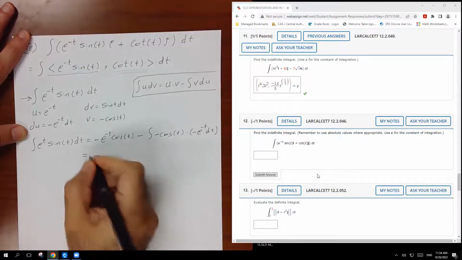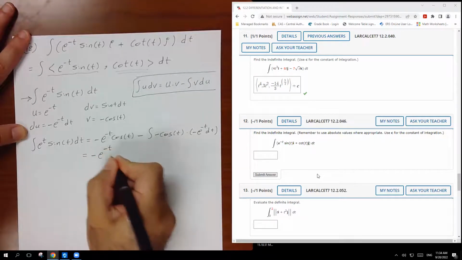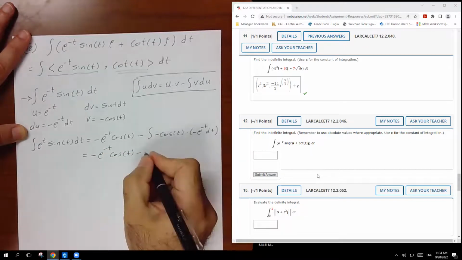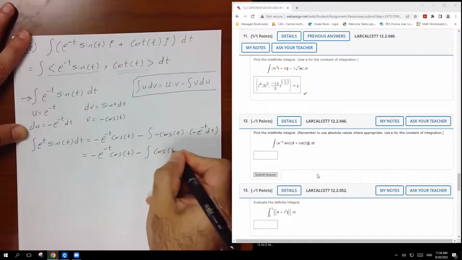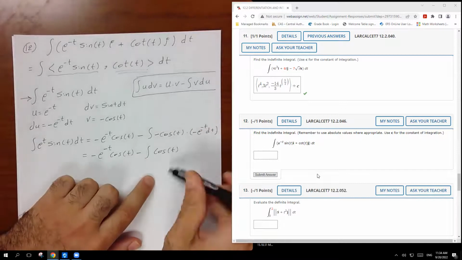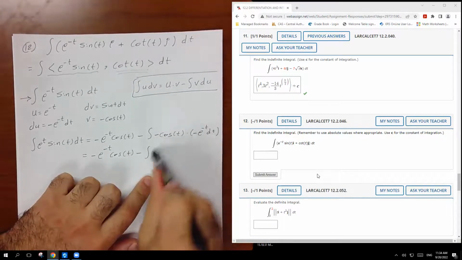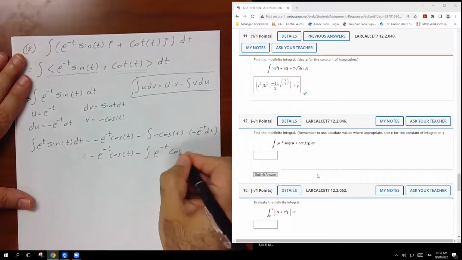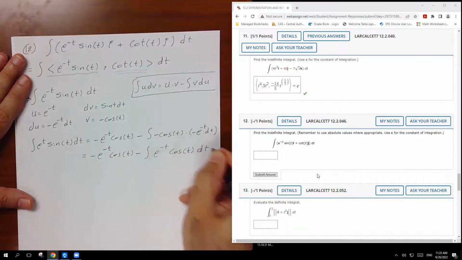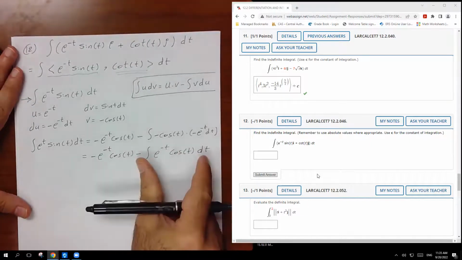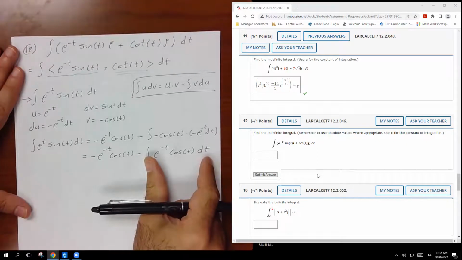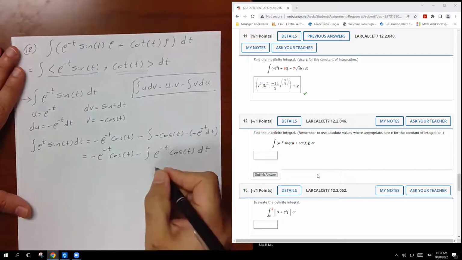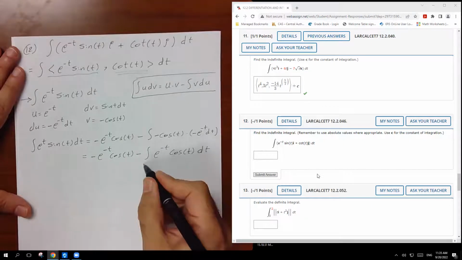That means this one is going to be equal negative e to the negative t cosine t minus, negative times negative is positive, so it's going to be the integral of cosine t. Let's flip these to write down exactly the same thing. So it's going to be e to the negative t cosine t dt. Now I didn't finish, because this part here is the same thing, which is by parts. We're going to integrate by parts. So I'm going to say the same thing here for this part.